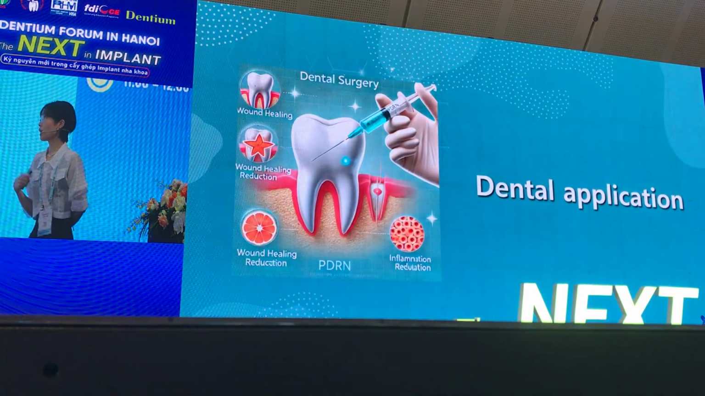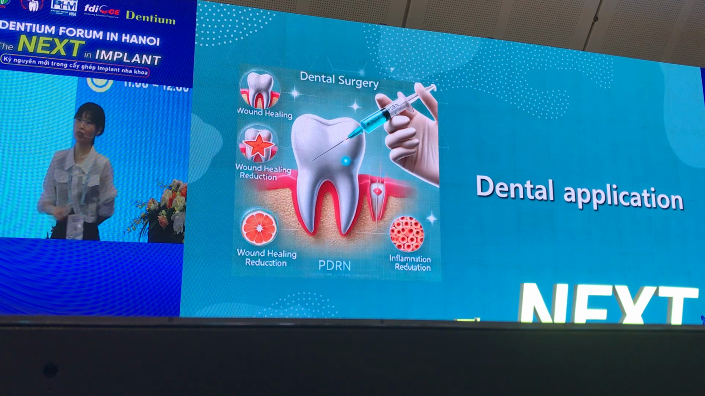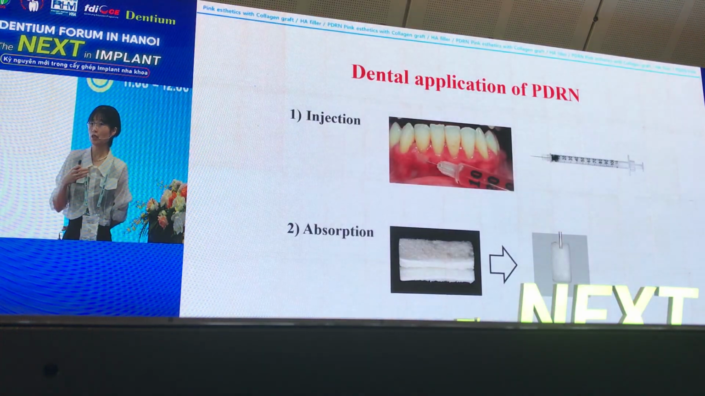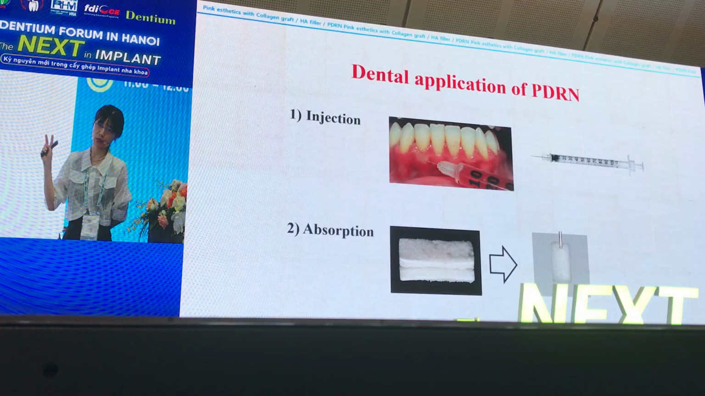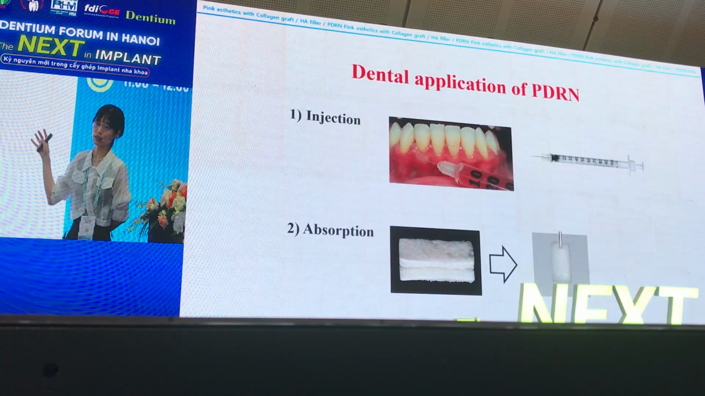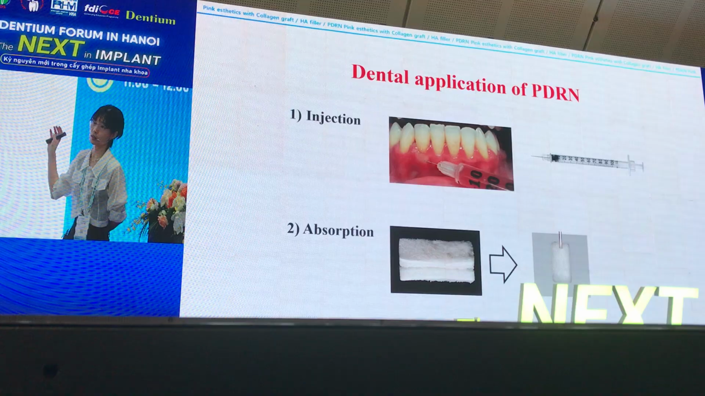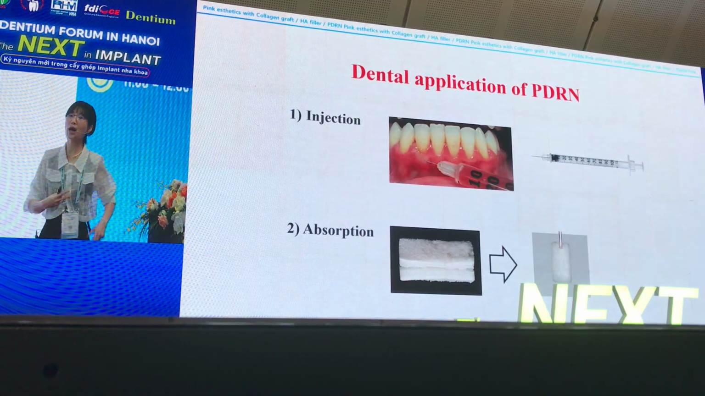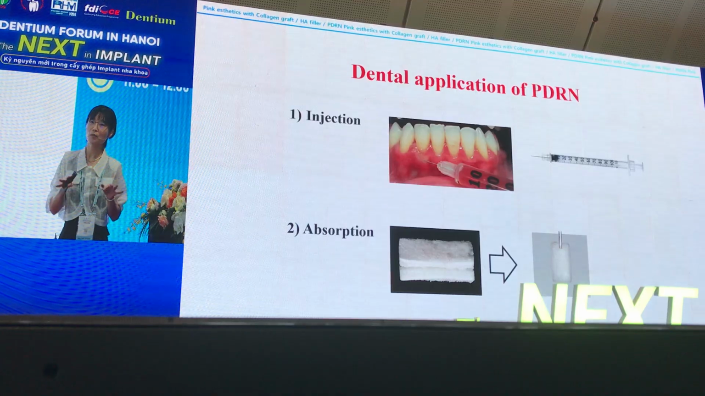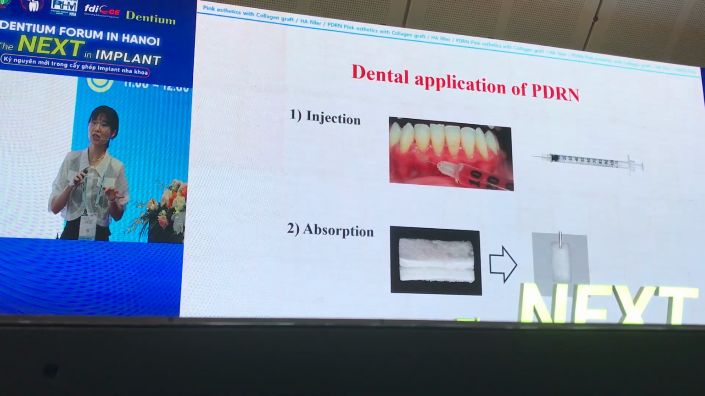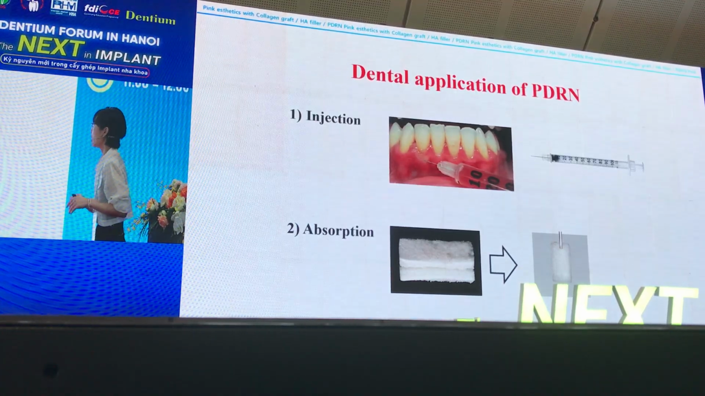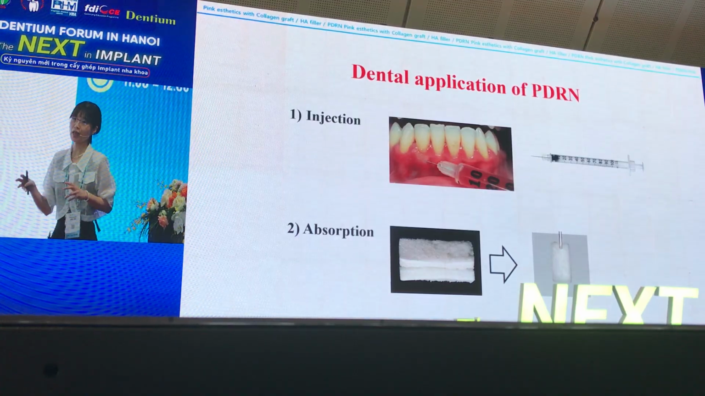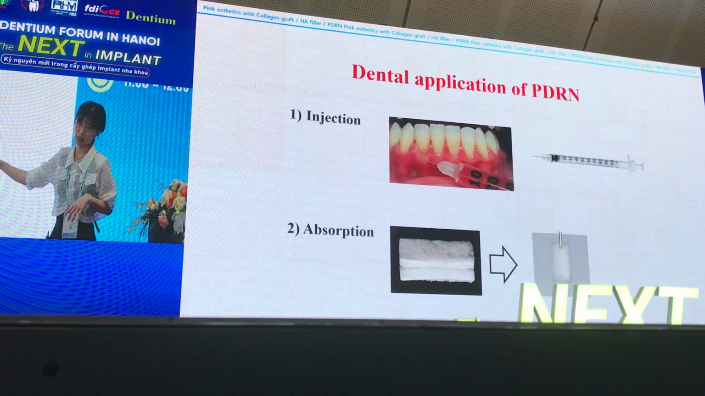So I would like to introduce my dental application of PDRN. I usually use two methods. When I inject directly into the gingiva, I use an insulin syringe because the needle is very tiny, so it is not painful. It is very easy and very useful. And also, I always soak the PDRN in the collagen graft like this.